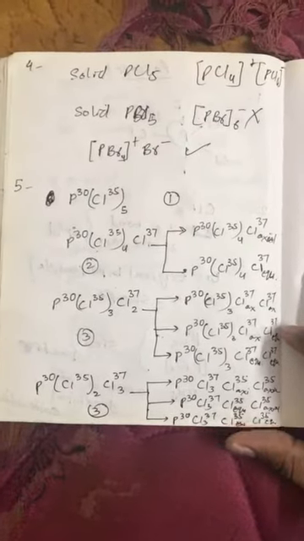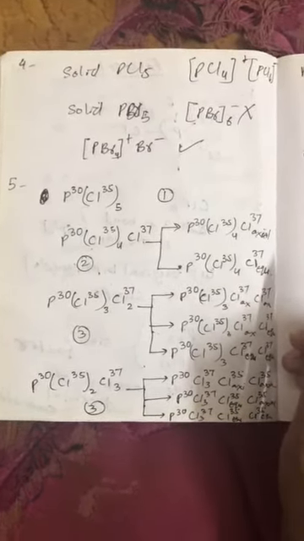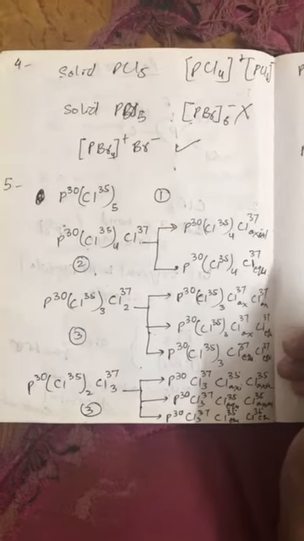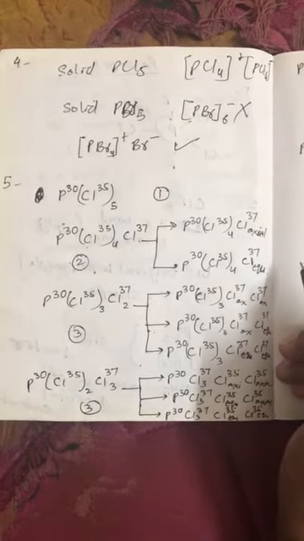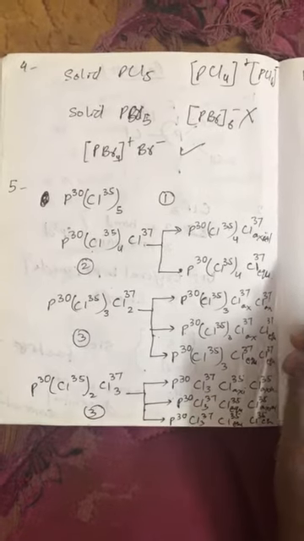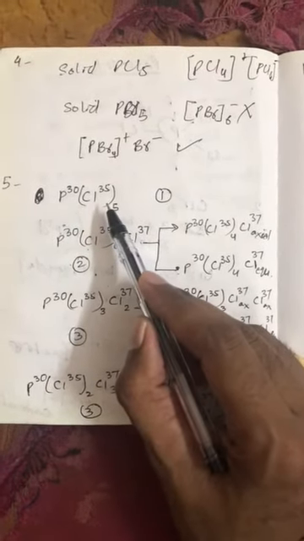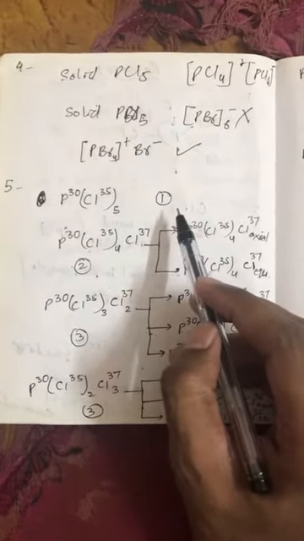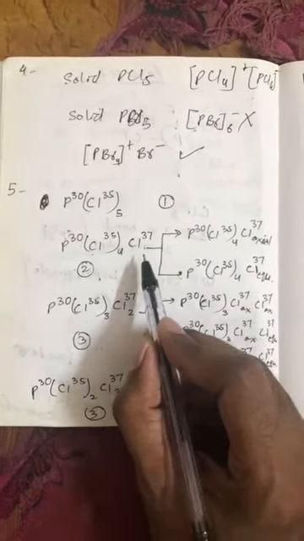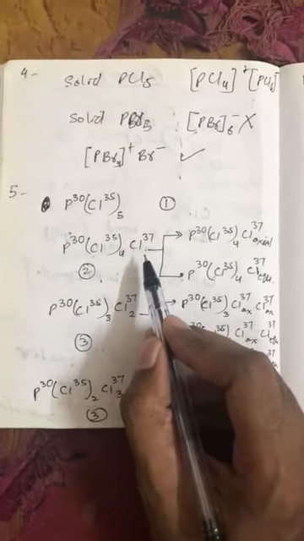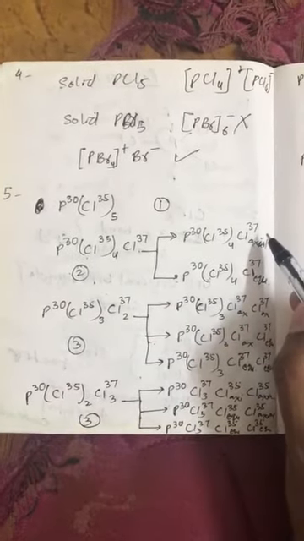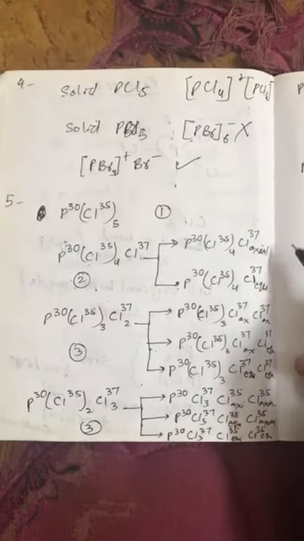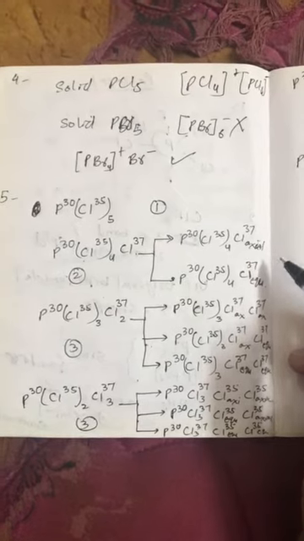In question number 5, we have to determine number of types of PCl5 possible. If phosphorus exists as P30 and P31 and Cl exists as Cl35 and Cl37. So if all Cl are of type 35 and phosphorus is of type 30, then one PCl5 molecule can exist. If out of 5 Cl, one Cl is of 37 type, then it can occupy axial position or equatorial position. So like this, 2 type of PCl5 can exist.